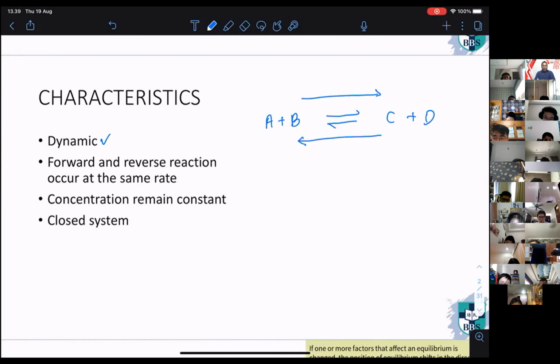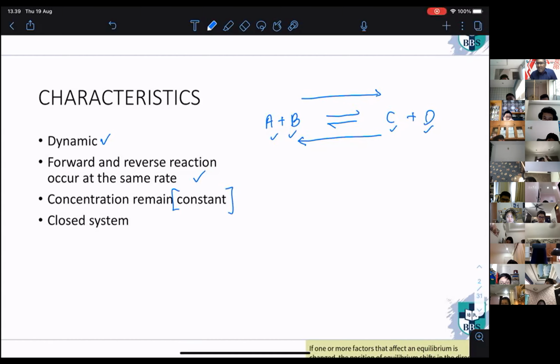So this is also telling you that the reaction is dynamic, but there is nothing like the forward rate is faster, or the backward rate is faster. No, the rate is going to be the same. And because the rate is the same, the concentration of all the reactants and the products remain constant.